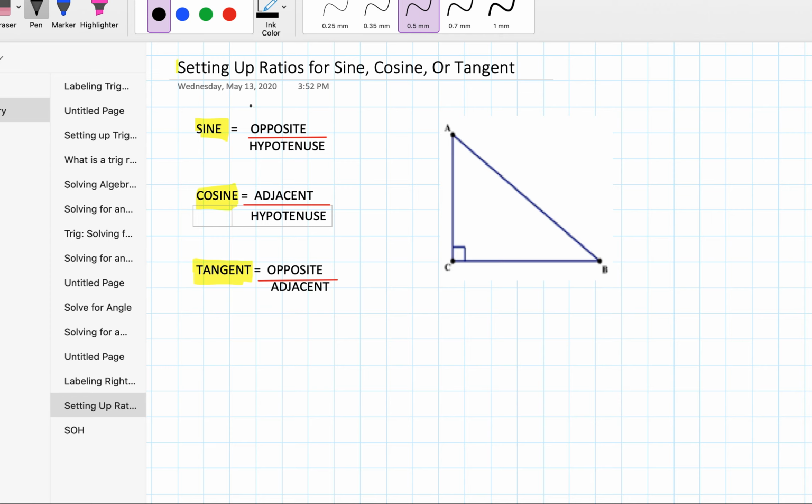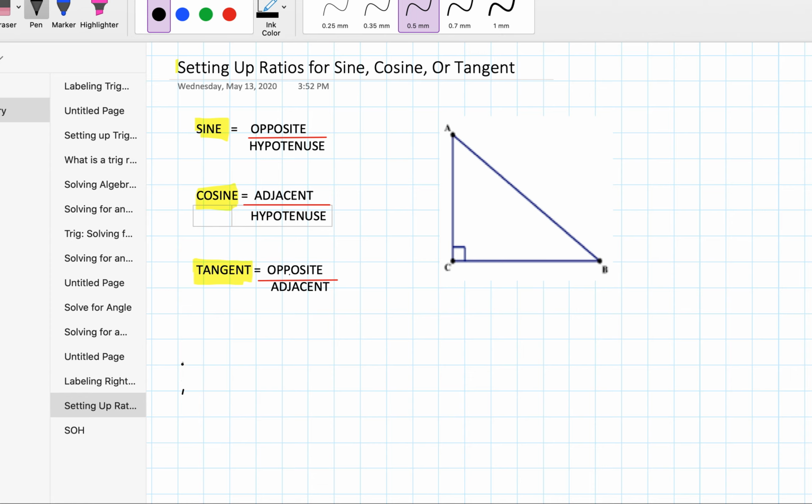Hi everybody, this video is to help us set up ratios for sine, cosine, and tangent and help us understand a little bit more about them. Sine is a ratio or comparison of the opposite side divided by the hypotenuse. Cosine is the adjacent side divided by the hypotenuse, and tangent is the opposite side divided by the adjacent. So if we don't know what a hypotenuse or opposite or adjacent side are, we clearly can't do these. So the previous video explained how to label in a very simple manner.